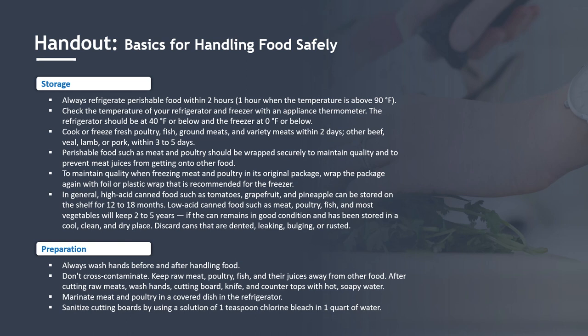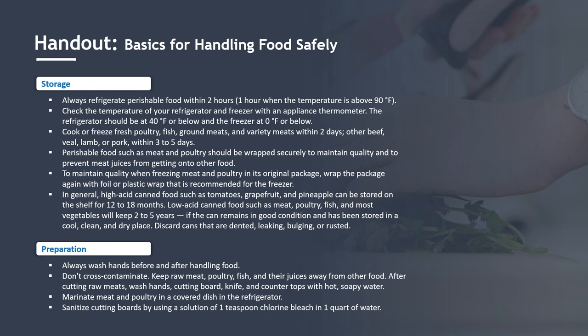Perishable foods such as meat and poultry should be wrapped securely to maintain quality and to prevent meat juices from getting onto other food. To maintain quality when freezing meat and poultry in its original package, wrap the package again with foil or plastic wrap that is recommended for the freezer.